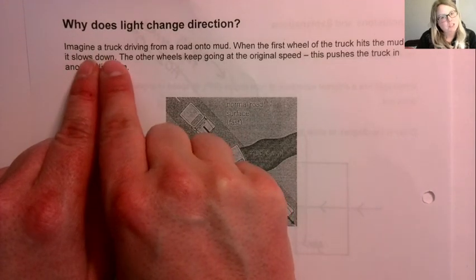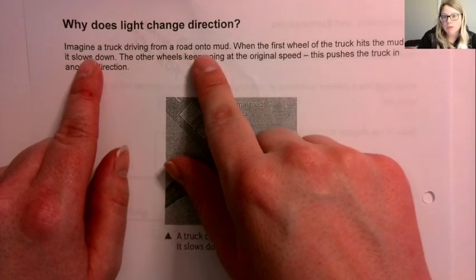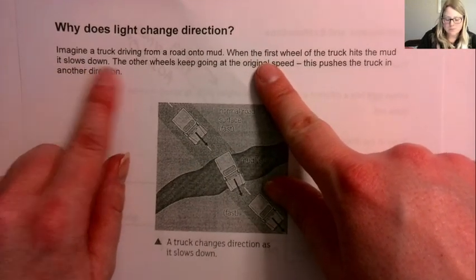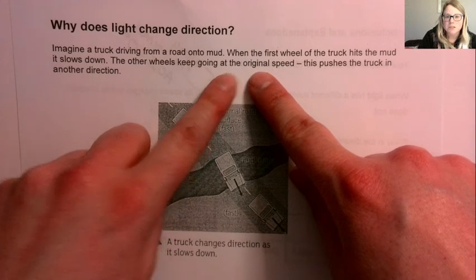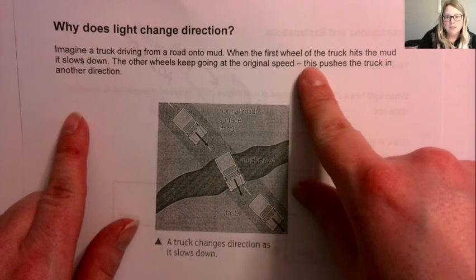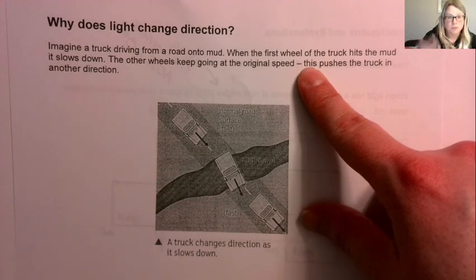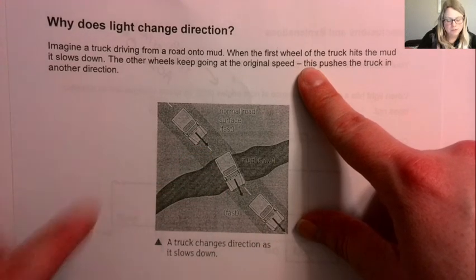So if we imagine a truck driving from a road onto mud, when the first wheel of the truck hits the mud, it's going to slow down. The other wheels keep on going at the original speed because they're still on the normal ground, and this pushes the truck in the other direction. So that's what this wee diagram's showing us. It's the same idea as with the two different coloured pens.